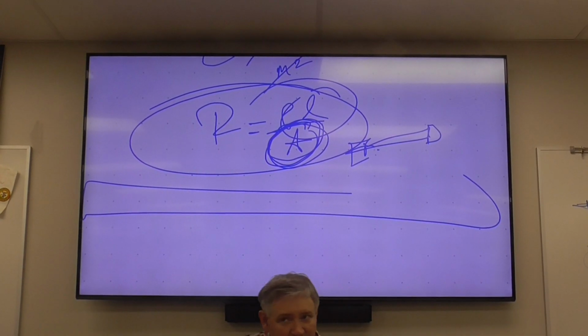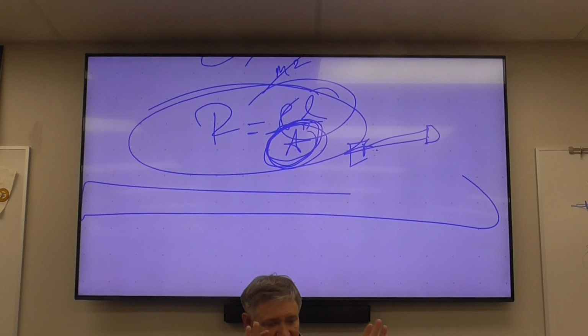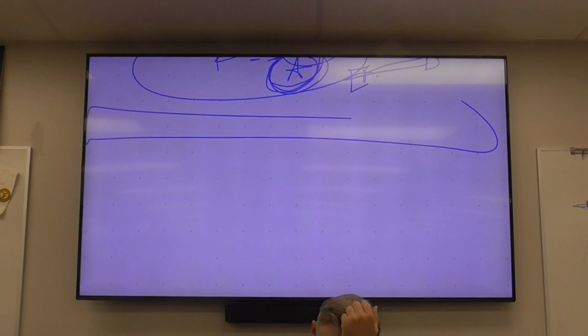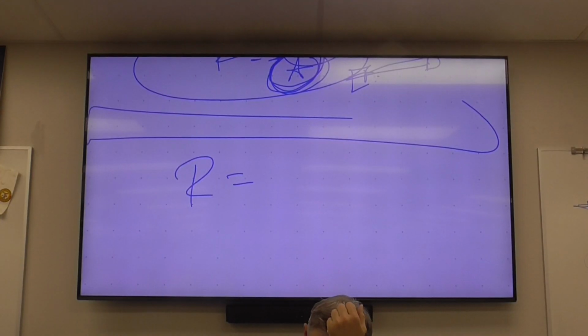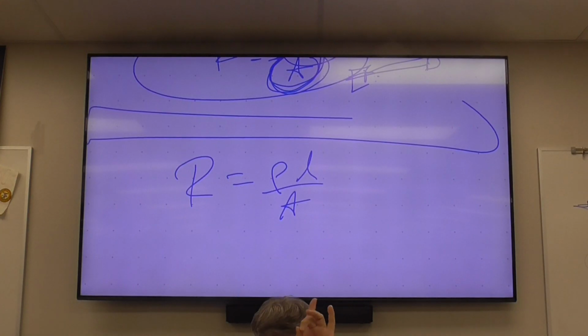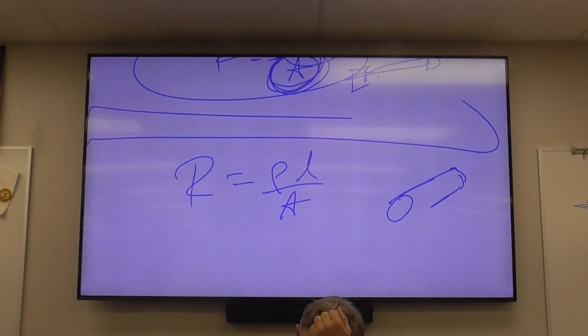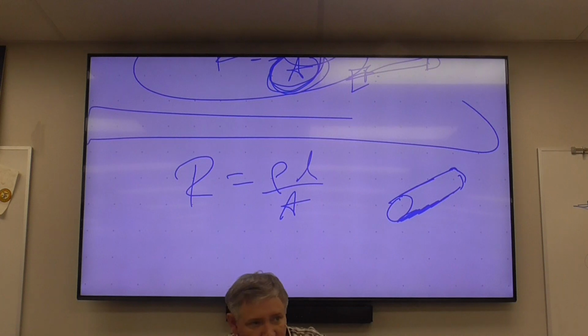Okay, now we need to talk a little bit about some voodoo. So you've got resistance equals rho L over A. Now, a little bit of voodoo. Speaking of wires, how do you calculate the volume of a cylinder?